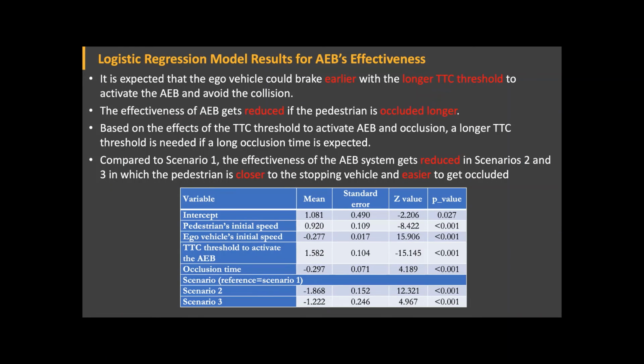As expected, the ego vehicle could brake earlier with a longer TTC threshold to activate the AEB and avoid the collision. The effectiveness of the AEB gets reduced if the pedestrian is occluded longer. Based on the effects of the TTC threshold to activate the AEB system and the occlusion, a longer TTC threshold is needed if a longer occlusion time is expected. Compared to scenario 1, effectiveness of the AEB system gets reduced in scenarios 2 and 3, in which the pedestrian is closer to the stopped vehicle and easier to get occluded.